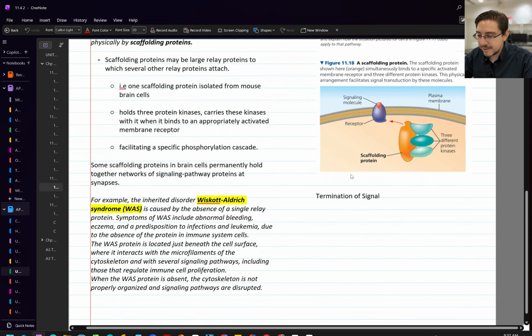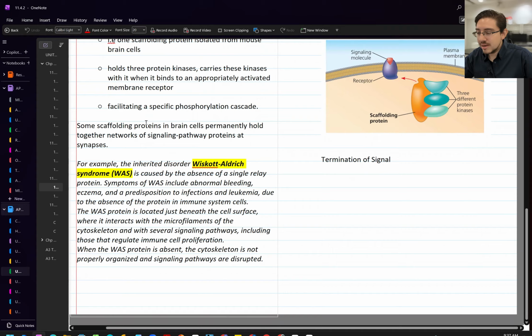If you're holding 3 protein kinases, they will appropriately quickly activate from the ligand receptor signal, okay? So ultimately, you can facilitate a phosphorylation cascade. Some scaffolding proteins in brain cells permanently hold together networks of signaling pathway proteins at synapses. Again, always to elicit something quick.